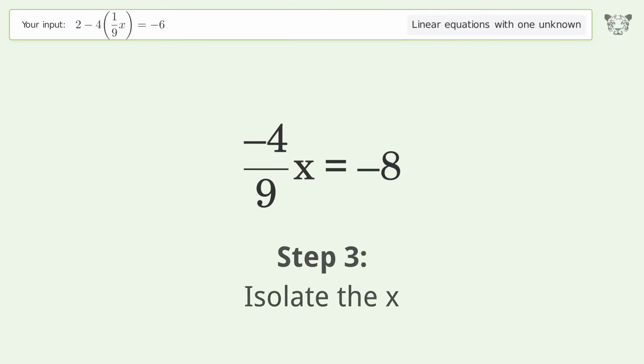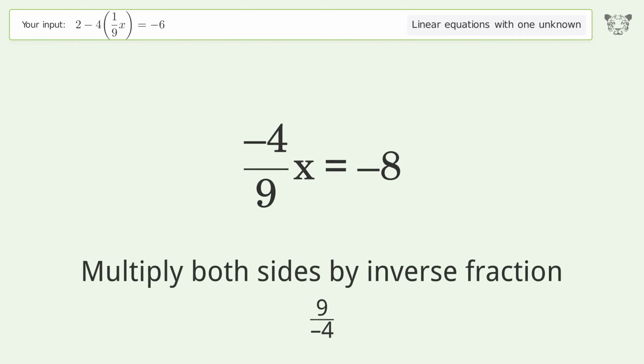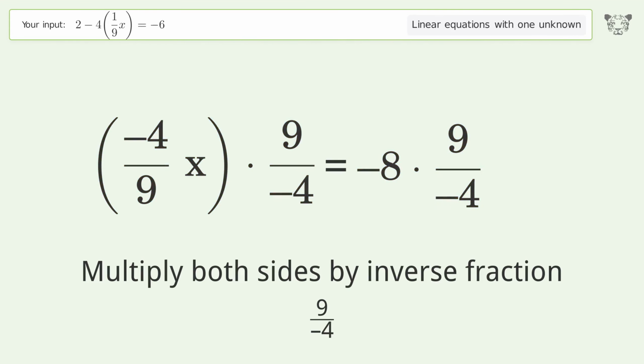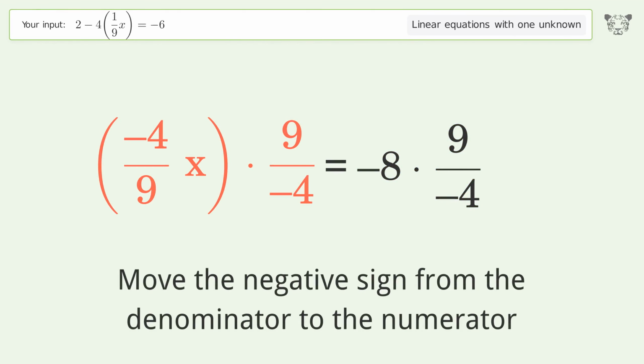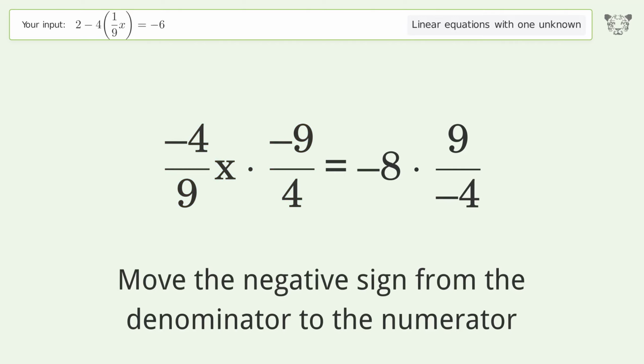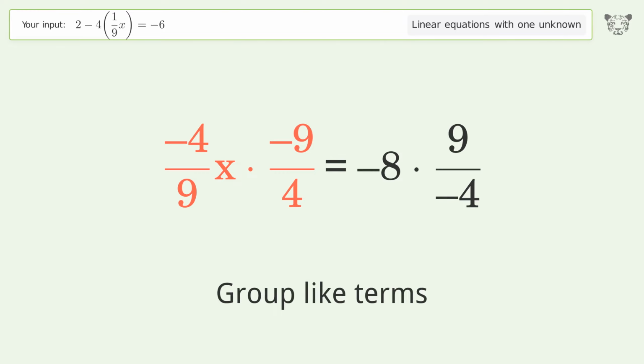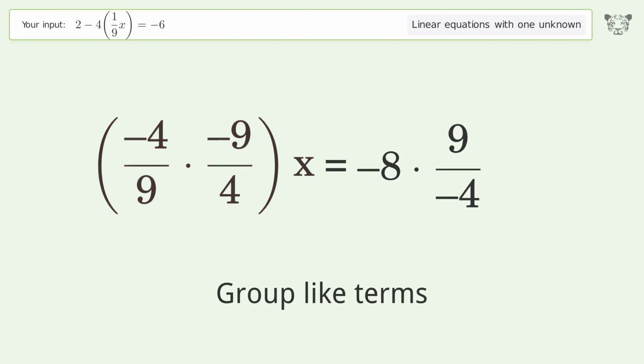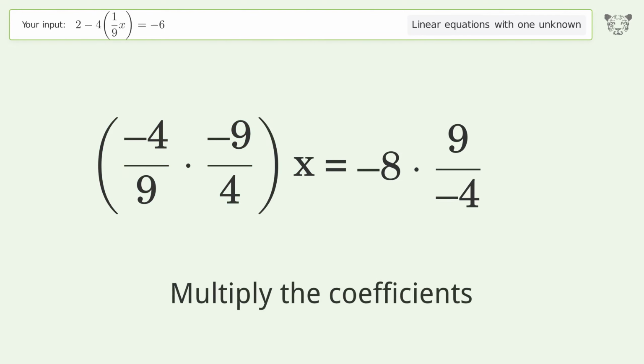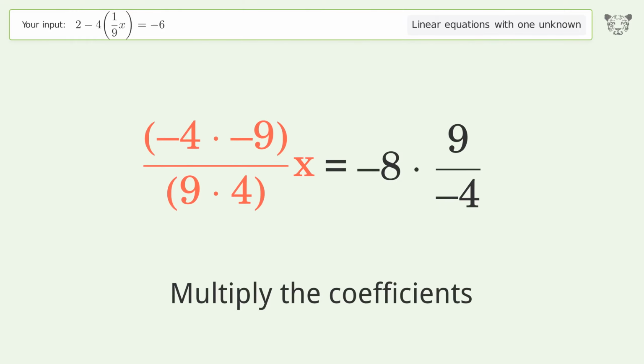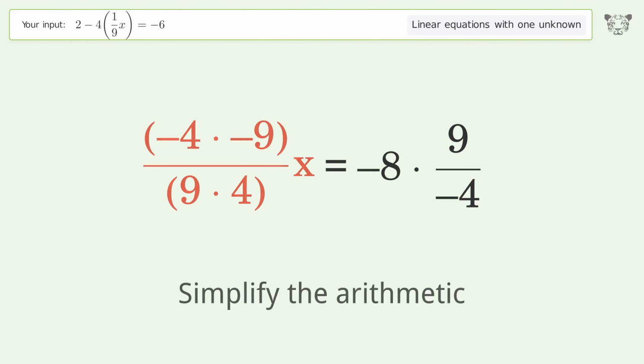Isolate the x. Multiply both sides by inverse fraction 9/-4. Move the negative sign from the denominator to the numerator. Group like terms. Multiply the coefficients. Simplify the arithmetic.